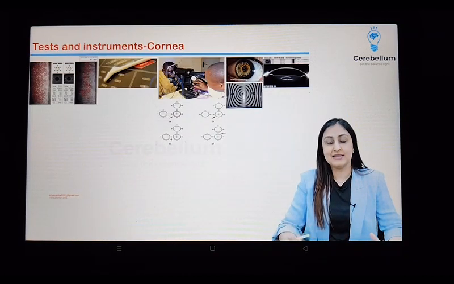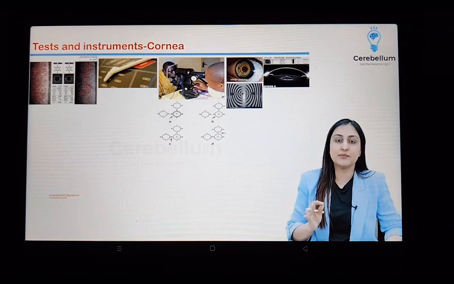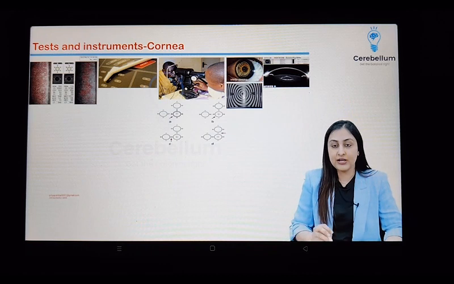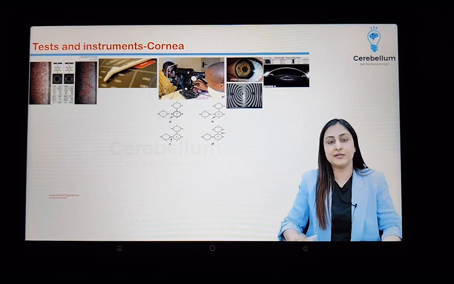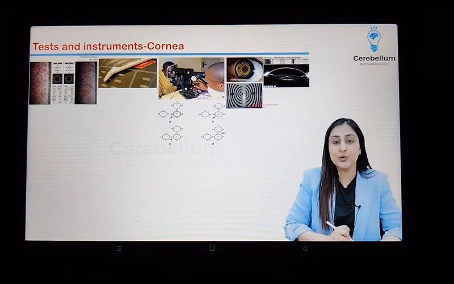Again, the tests and the instruments play a very, very important role as far as the questions go. So that is also something that I have paid extra attention to while making this class for you. Here we are looking at all of the corneal tests, and simultaneously I tell you the relevant points which can be tested. Okay, so this first image wherein we are doing an endothelial cell count.